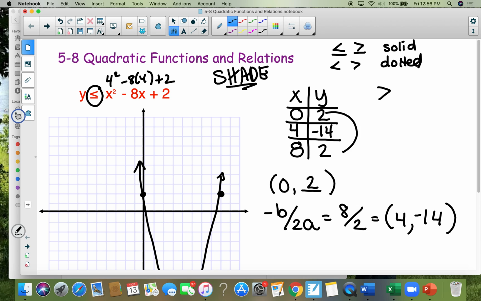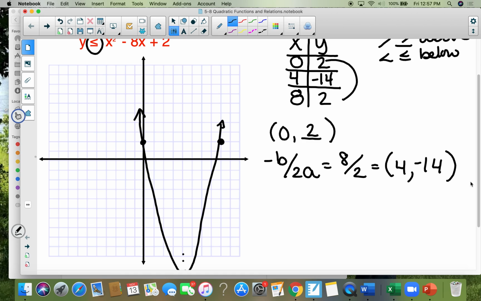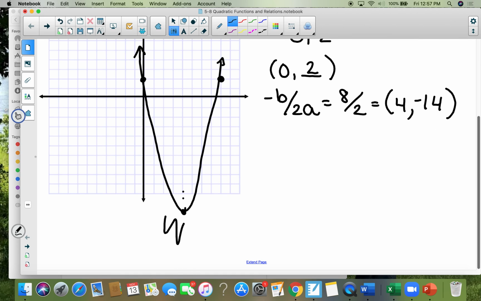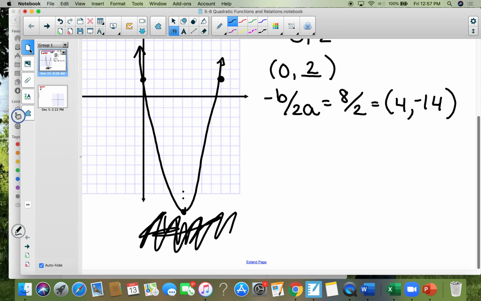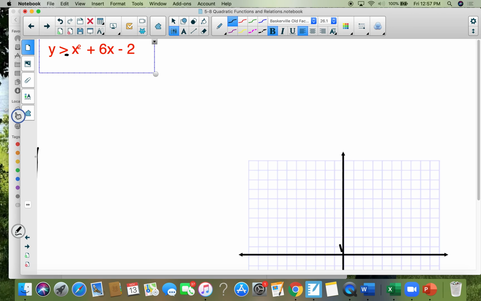Greater than or equal to, you shade above it. Less than or equal to, you shade below it, and it's less than. So you're going to shade below the vertex. Okay, one more and we're pretty much done with notes for 5.8.